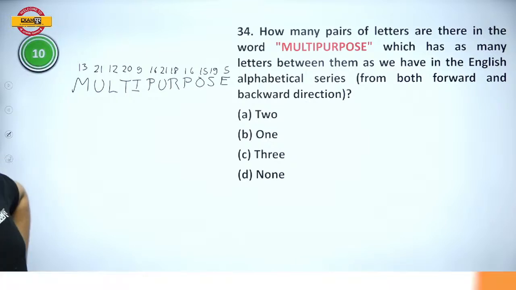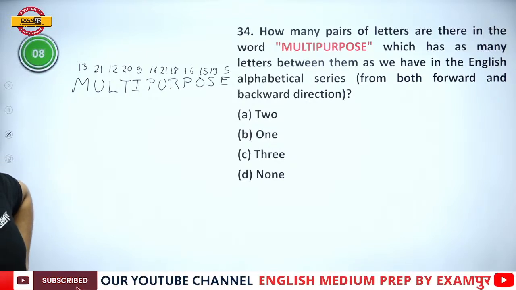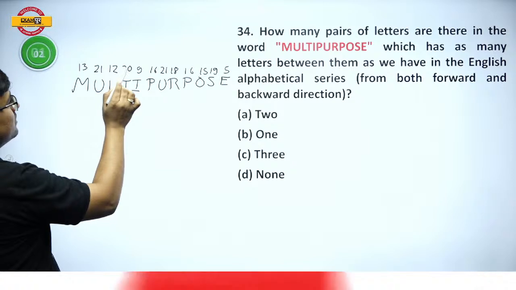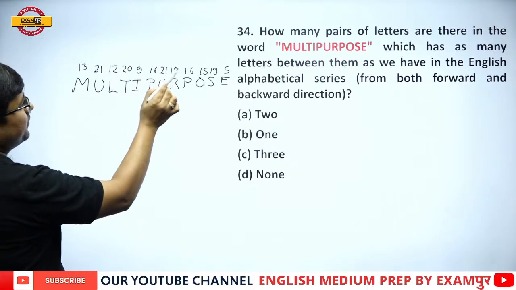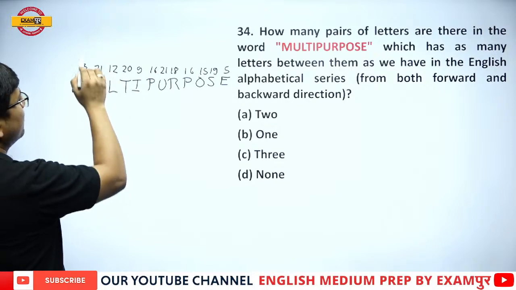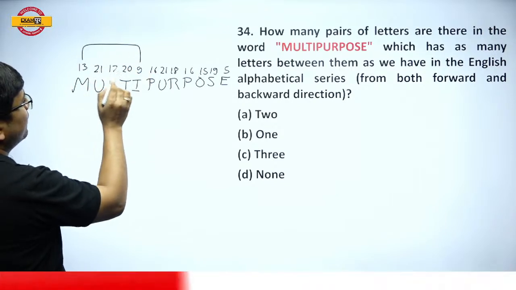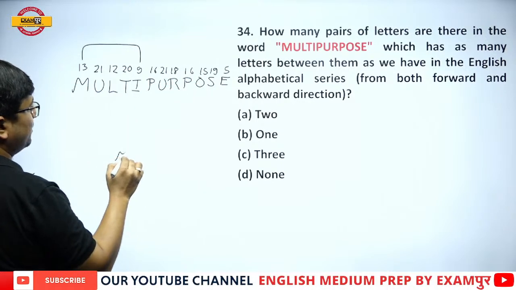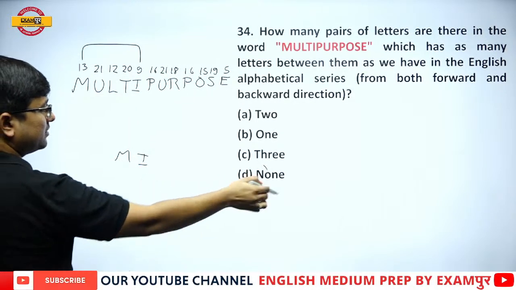How many pairs of letters are there, both in forward and backward order? Alright. So now let us see. From 13, 14, 15, 16, 17, 18, 19, 20, 21, 22, 23, 24. No, from 13 backward: 12, 11, 10, 9, 8, 7, 6, 5, 4, 3, 2. Okay. So one pair is M and I. So that means none is gone.